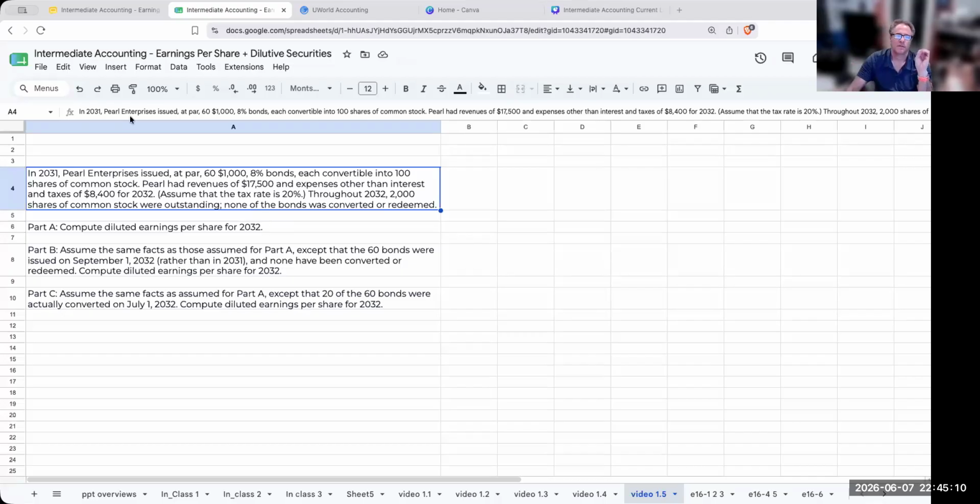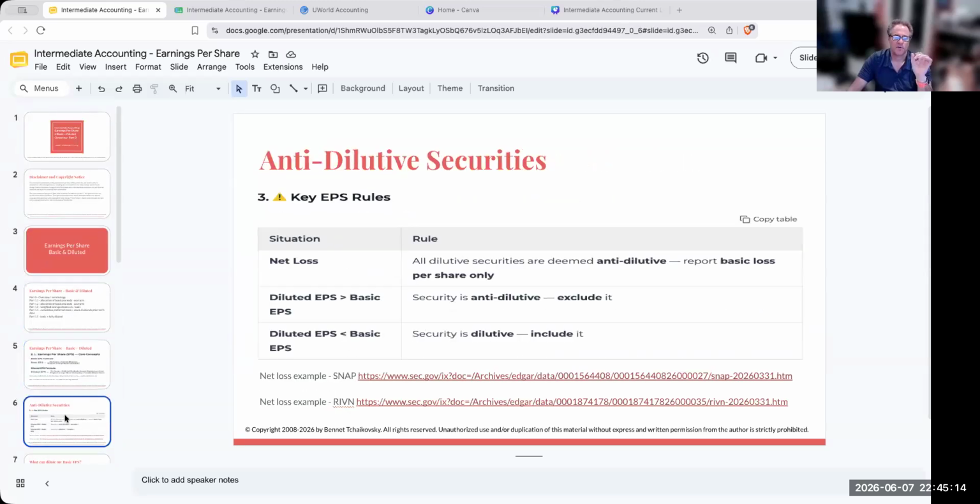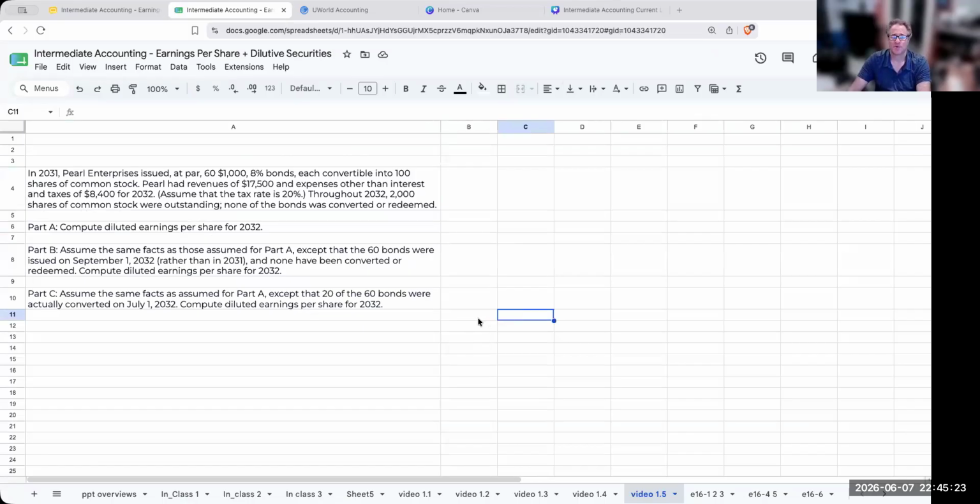Now, the one thing that we want to remember is that I've got to be very careful about anti-dilutive securities. So before I go through and compute diluted earnings per share, I want to compute basic earnings per share. My basic earnings per share is going to be my net income less any preferred dividends divided by my weighted average shares outstanding.